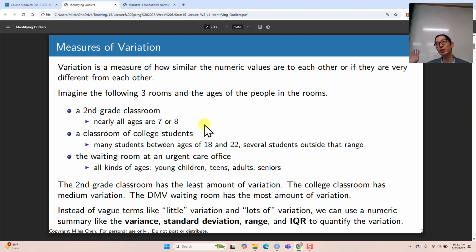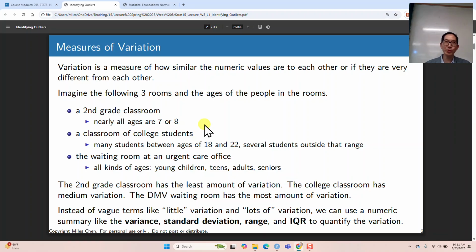It would not be strange. Nobody would be like, why is there a 1-year-old here? Okay, that person doesn't belong. And nobody would be like, why is there a 95-year-old person here? That person doesn't belong. Whereas it would feel a little bit strange if there's a 1-year-old in your college classroom or a 95-year-old in the college classroom. You're like, whoa, why is that person here, right?